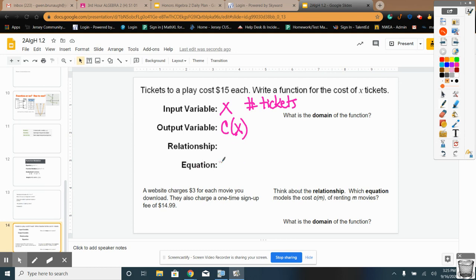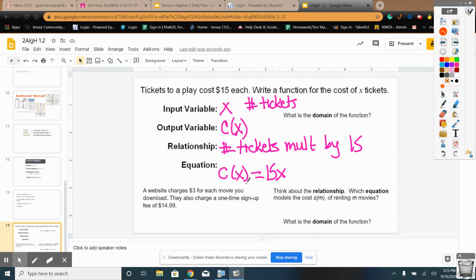And what is the relationship? What am I going to do? I'm going to take the number of tickets and I'm going to multiply it by 15. So my equation will be c of x. I'm going to plug in the number of tickets and I'm going to take it times 15. So let's write 15x.